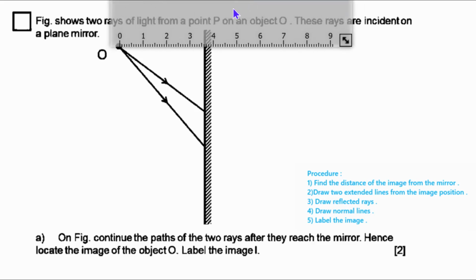First of all, you need to place your scale here. You need to find the distance of the object from the mirror. You also need to find the distance of the image from the mirror. The distance of the object and image from the mirror has to be the same. You can see from here the distance of the object from the mirror is around 3.8 centimeters. So the total distance of object and image will be 7.6 centimeters. So simply we can mark here 7.6 centimeters. So this is the location of the image.